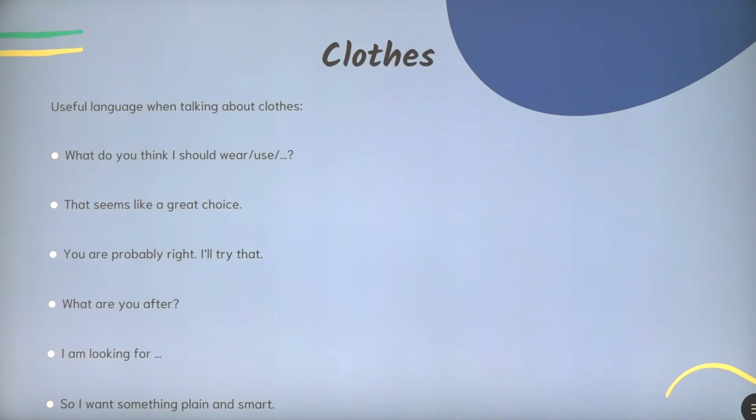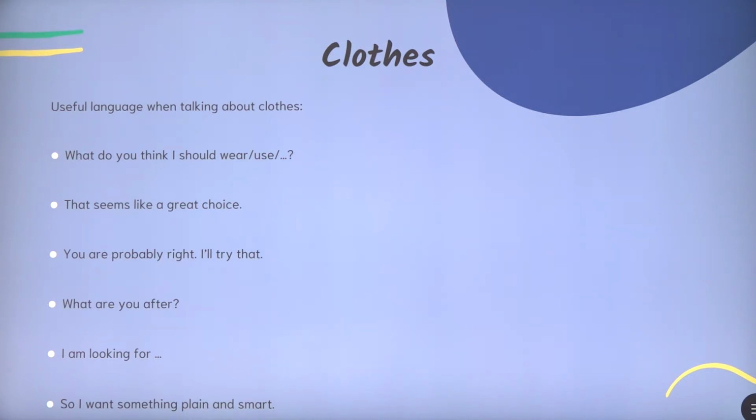Whenever we are having a discussion, the useful language which we use is, for example: What do you think I should wear or use? That seems like a great choice. You are probably right. I'll try that. What are you after? I'm looking for... So I want something plain and smart. These expressions are some of the forms we have during a discussion.